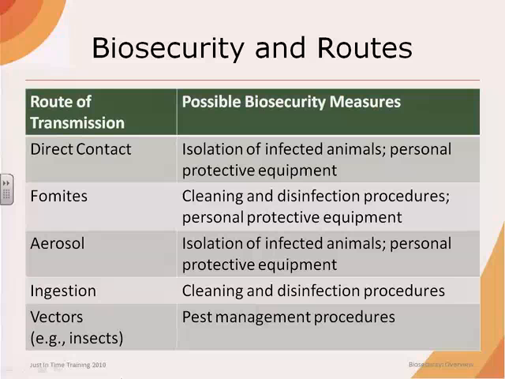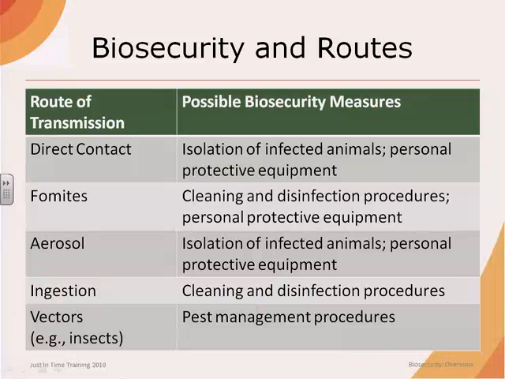This table shows some of the possible biosecurity measures that may be used to limit transmission of pathogenic agents based on their routes of transmission. For pathogens spread by direct contact and aerosol, the isolation of infected animals and use of personal protective equipment, such as gloves, can limit and prevent transmission by these routes.